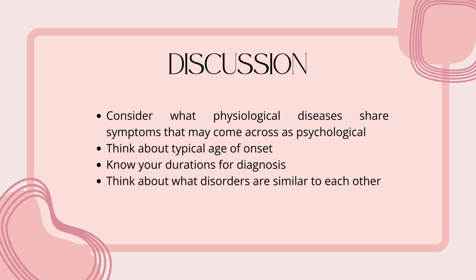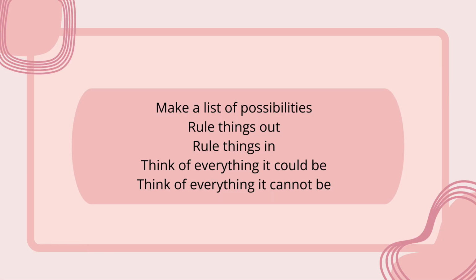Also consider the typical age of onset. Know your durations for your psychiatric diagnoses, and think about what disorders are similar to each other when you're considering your diagnosis. So in review, make a list of possibilities, rule things out, rule things in, think of everything it could be and everything it cannot be.